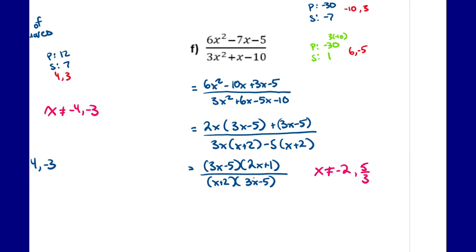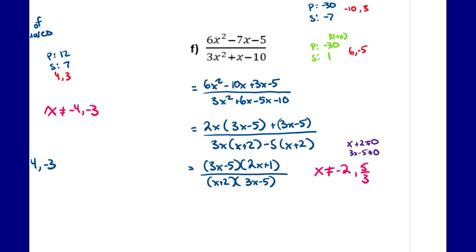So all I did was I set the denominator equal to 0. We're going to use a different color for that. So x plus 2 can't equal 0, and 3x minus 5 can't equal 0. And I went through and I solved both and got negative 2 and 5 over 3.